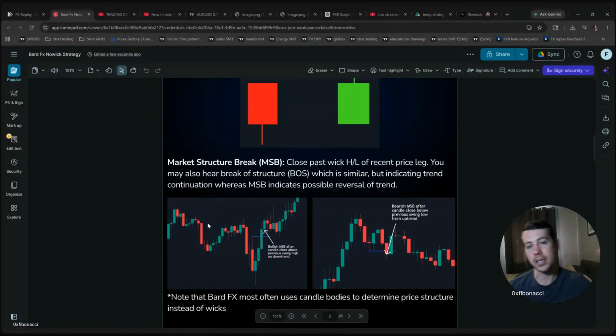And then most of you should be familiar with general market structure, whether it's market structure breaks, we're in a downtrend and we shift to the upside, or we're in an uptrend and we shift to the downside. And you can use market structure breaks, which is a shift in trend, or break in structure, which is a continuation in the trend.